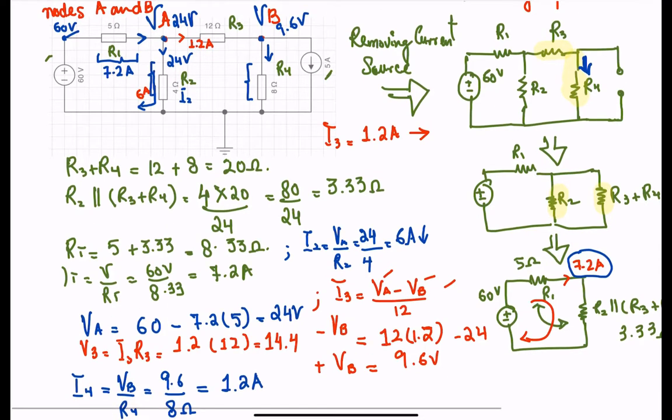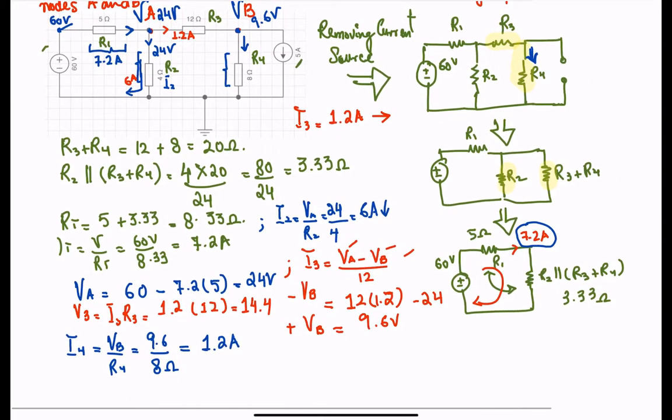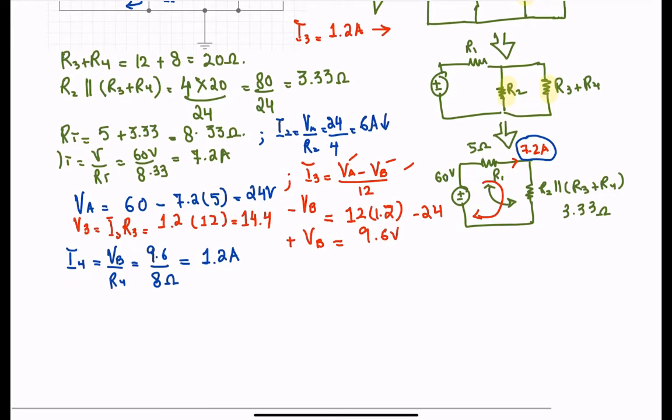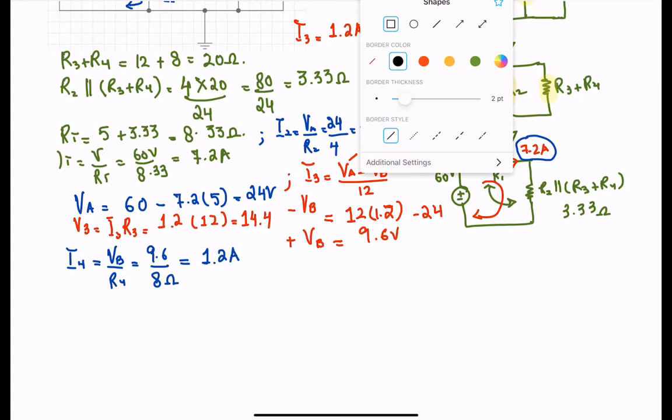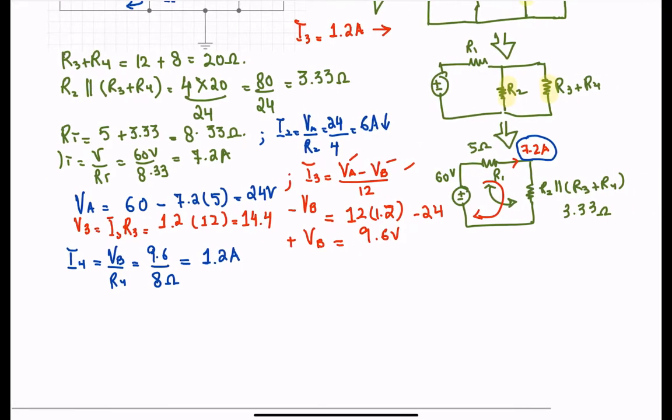Okay, is there anything else that I had to do? I got the I3, I got I2, I got I1, I4. I also got VA and VB. So let's just go ahead and put these values in this box right here.